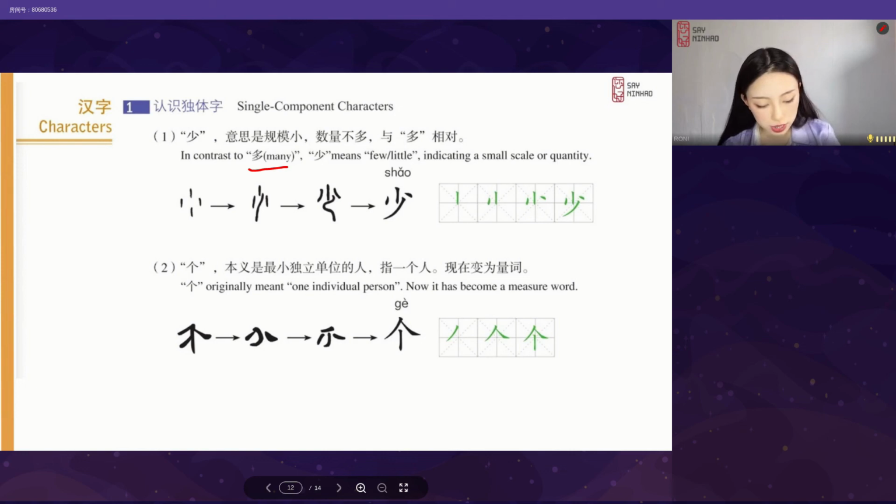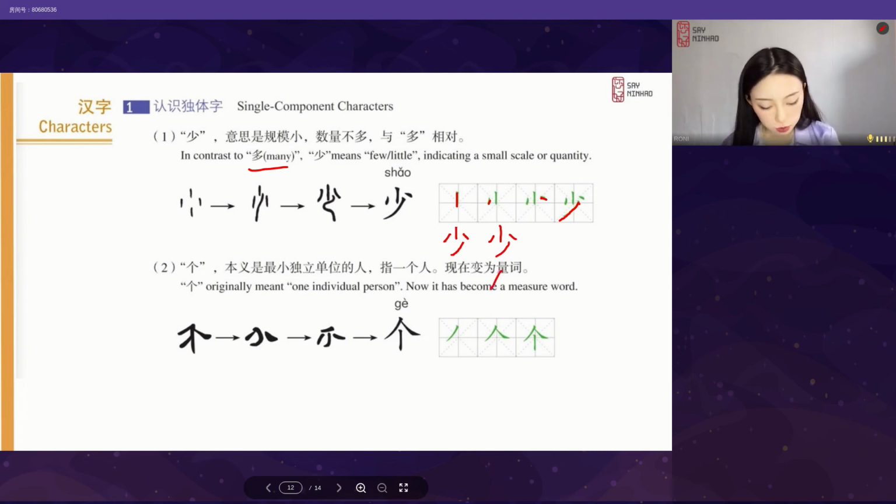Okay, now let's see how to write it. First we will write a short vertical, then two dots, and then a left turning. Try to write it with me. Vertical, two dots, and then a left turning. This is 少, it is a third tone. But when we are talking about 多少, then it is neutral tone.